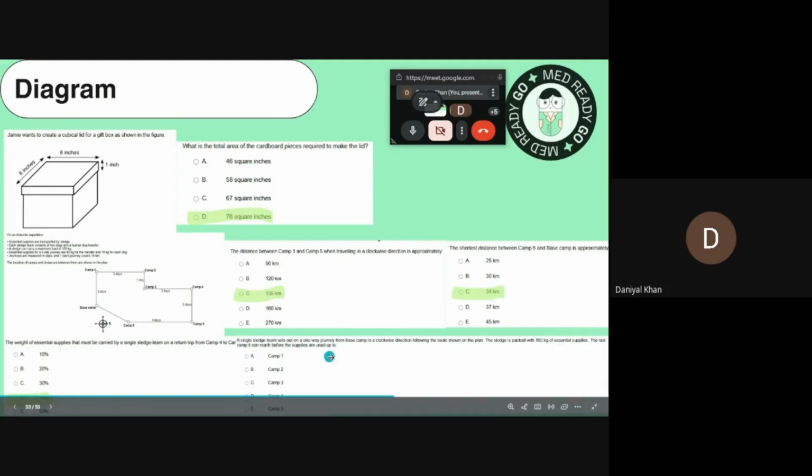All right. And then the next one. So a single sledge team set out on a one-way journey from base camp in a clockwise direction following the route on plan. The sledge is packed with 150 kilograms of essential supplies. The last camp it can reach before the supplies are used up is.